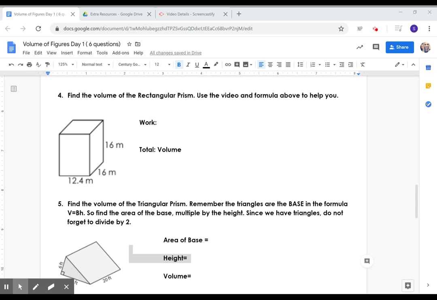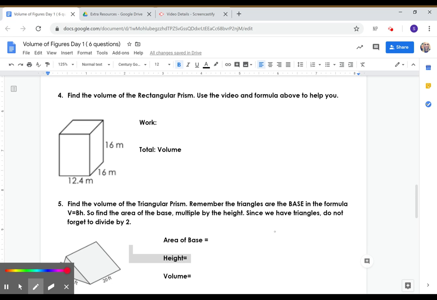Hey guys, today I'm going to go over the rest of the answers from the assignment I gave you on Monday that was titled Volume Day 1. So I already went over the first three with you that I attached to the documents, and I'm going to go through 4, 5, and 6. So if you struggled or had questions, this is definitely something I want you looking at.